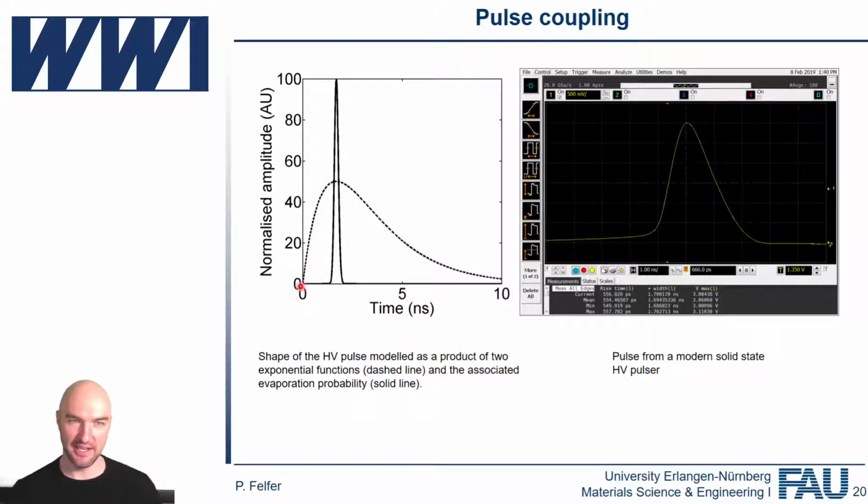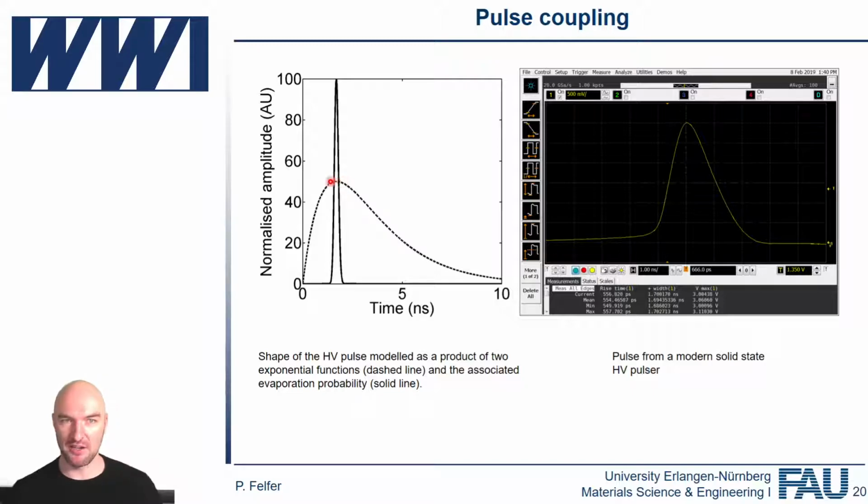Anyway, so you're going to have some kind of pulse, and here the pulse is modeled as a product between two exponential functions of different decay. So it's this dashed line. And if you take our theory from before, you will see that the evaporation is actually limited to the very top of this pulse, ideally. But of course, it could happen a little bit earlier, a little bit later.